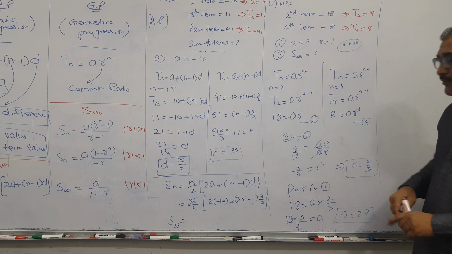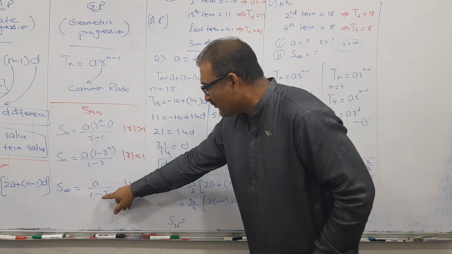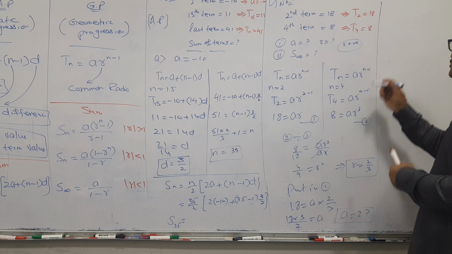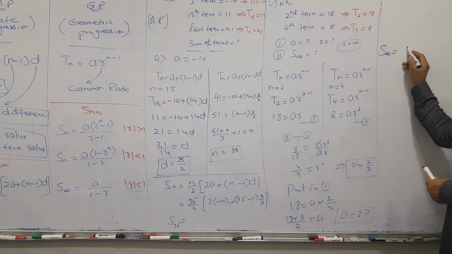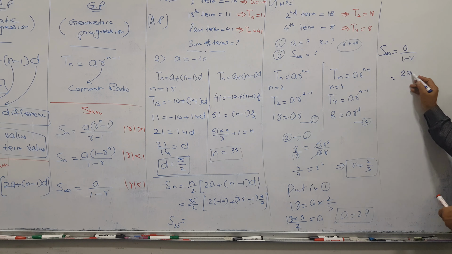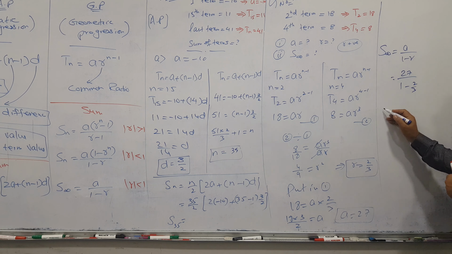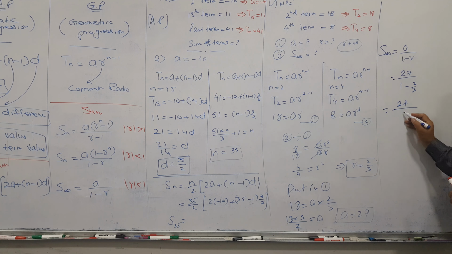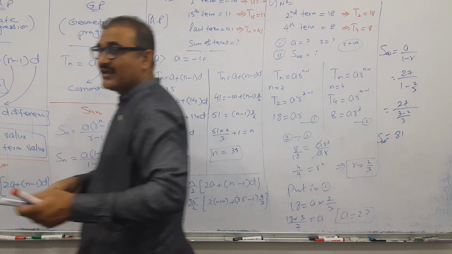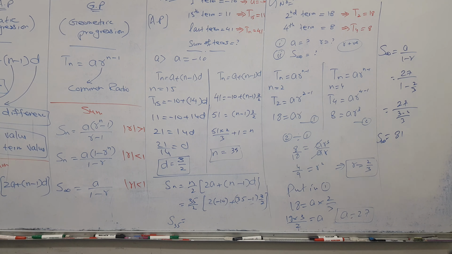We have a special formula for sum of infinity, which is A over 1 minus R. Okay? And he's asking for it. So let's find the sum of infinity. A over 1 minus R. A is 27 and R is 2 by 3. And find it. LCM, 3 minus 2 is 1, so 81 by 1. So 81 is the sum of infinity. I think the idea is clear.